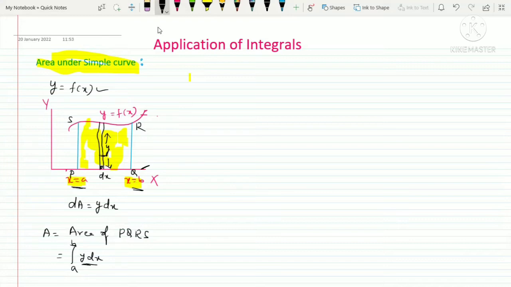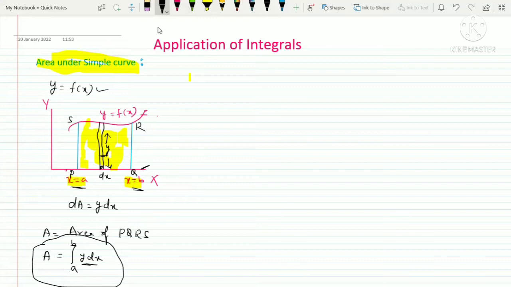Okay. Now, like this, from where to where? From a to b, I am finding. You will get the total area of the curve bounded with the x-axis between the interval x equal to a to x equal to b. Now, this is the area bounded by the simple curve with the x-axis.